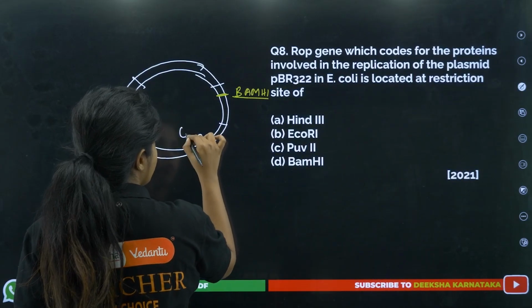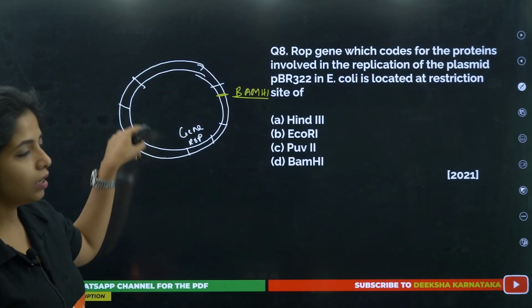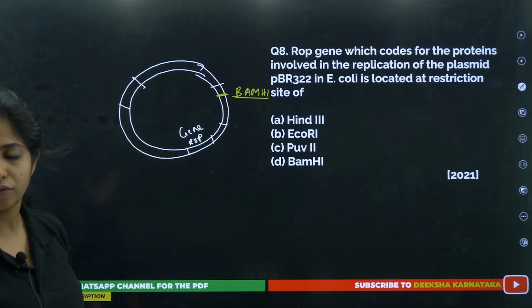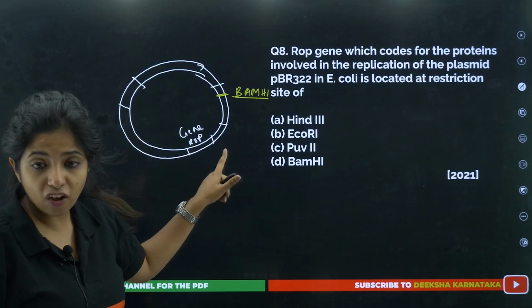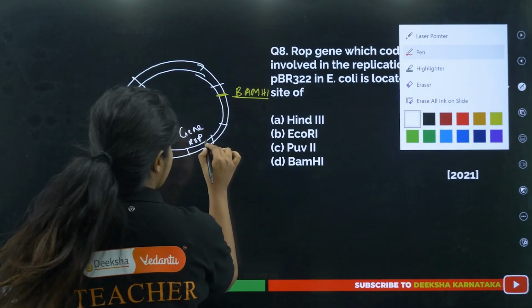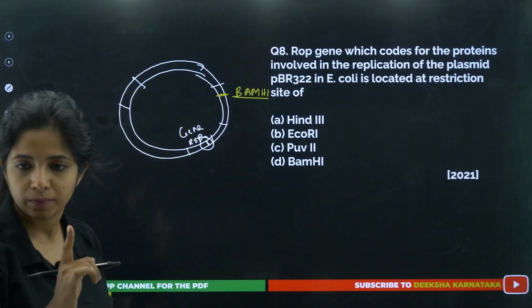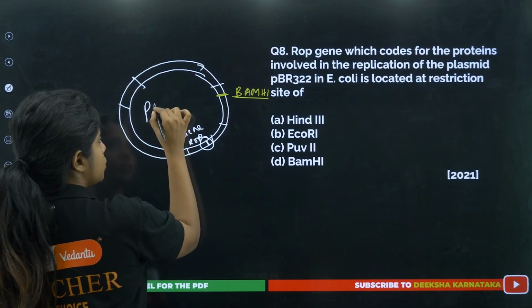What is it? The ROP gene, which is very important for replication, for increasing the copy number of DNA. So basically, in the ROP gene only, there is a site for one restriction enzyme, and what that restriction enzyme is, is the question.